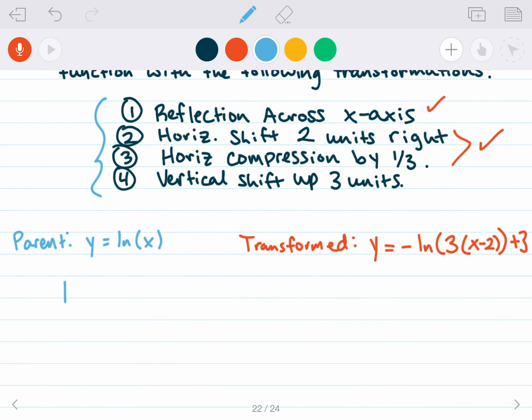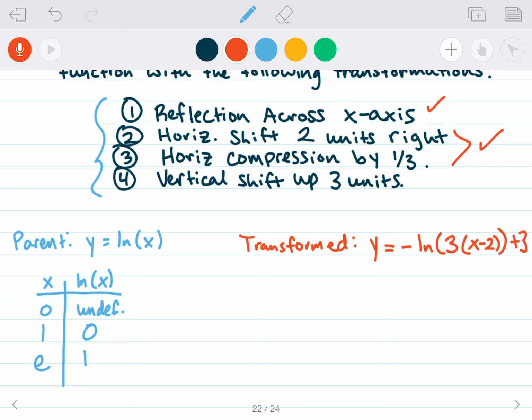So let's get some good points for my parent function. We have x, ln of x. So first thing is the asymptote, right? We always have vertical asymptotes with these log functions. So when x is equal to 0, this function is undefined. So that's going to be my vertical asymptote there. When x is equal to 1, log base e of 1, well, that has to be 0. And then finally, we have another point, e, 1. So that's my parent function.